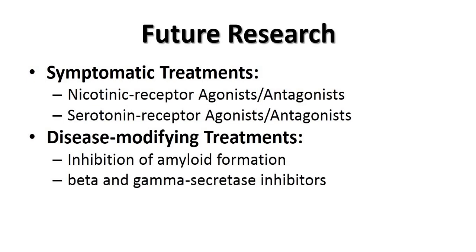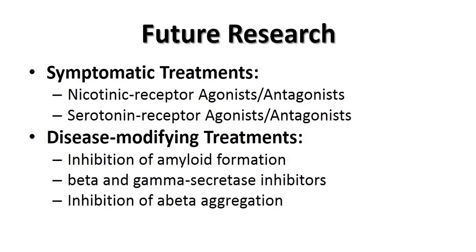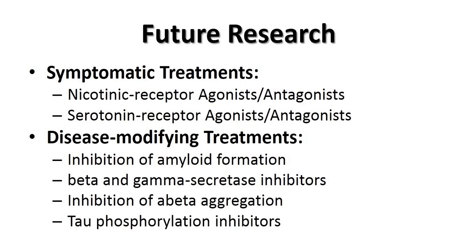Beta and gamma secretase inhibitors: you design new drugs which are beta and gamma secretase inhibitors without side effects, to inhibit the beta aggregation. You can also use tau phosphorylation inhibitors, so that the tau protein which has a role in Alzheimer's, that also can be taken care of.